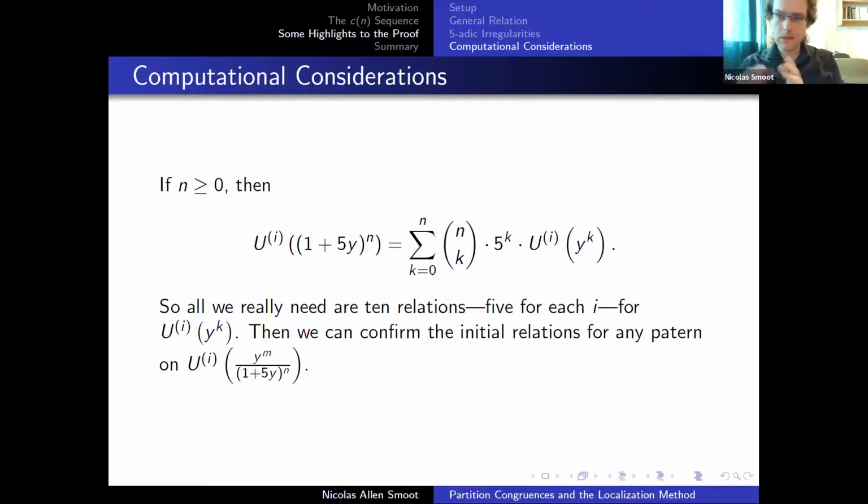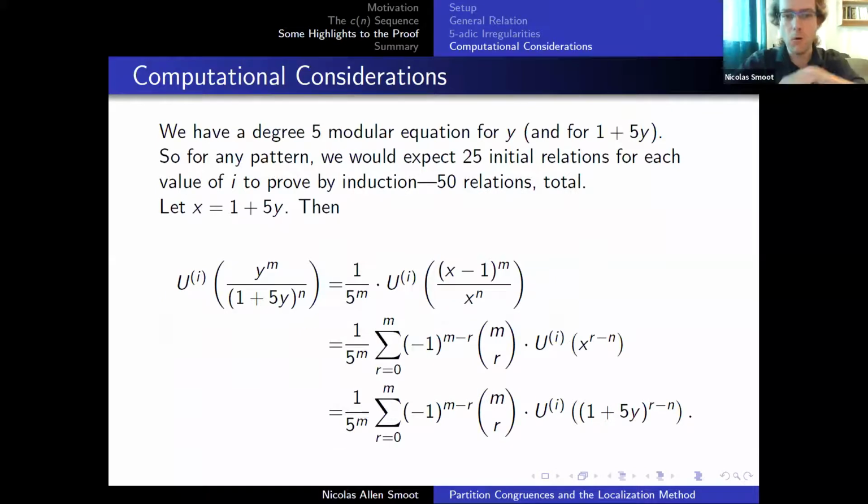Then I can put, and I have, say, 5 relations for 5 consecutive values of k here. Then I have a recurrence relation. I can figure out how u_i of y to the k looks for any k, positive or negative. Using that, I can use this formula here to figure out u_i of 1 plus 5y to the n for non-negative n. I do that for 5 consecutive powers, then I can get a general relationship because it has a modular equation. And I work my way back up.